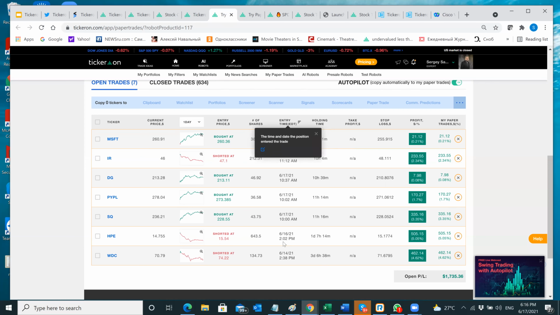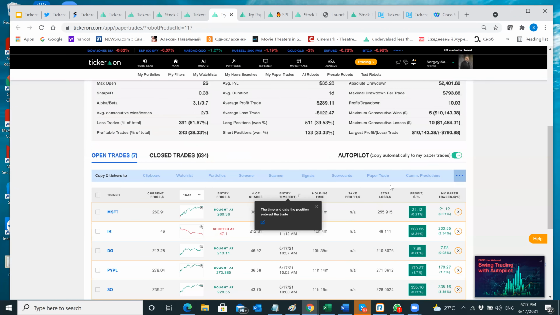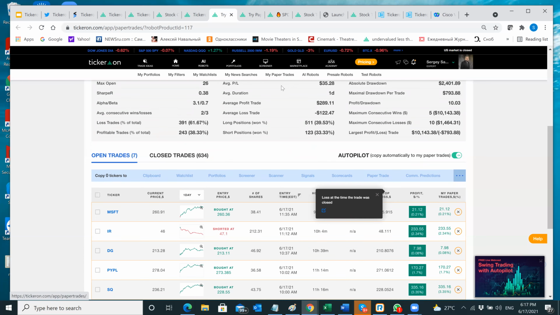So you follow that. But let's assume that you want to have more robots, okay? Then you can do the following. You can look at your paper trades. That's where you can collect all your trades made on our technology from different sources, not necessarily from the robots, okay? You can have them in Autopilot. What it means, the robot is going to be recording all these trades to my paper trades. So let's go to my paper trades.